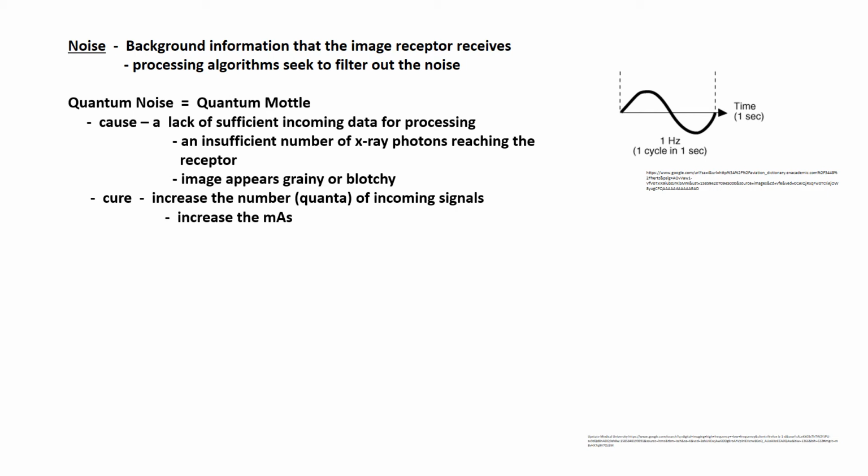What's the cure? Whether you're talking about film screen radiography or digital imaging radiography, if you've got a grainy, blotchy image, the cure is to give the detector more photons. And how are you going to do that? You're going to increase the mAs. So you increase the number or quanta of the incoming signals by increasing the mAs, allowing more photons to strike the detector.